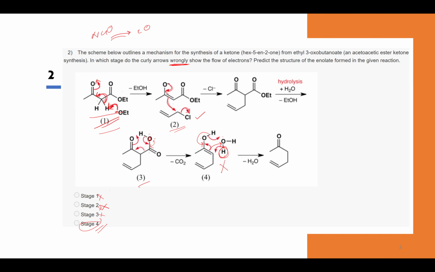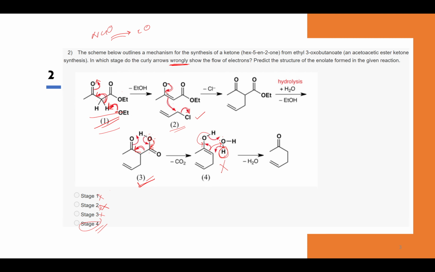Now stage 3. We have checked stage 3 also, and we have seen that the electron flow is coming from the oxygen side to this way, and this way the electron flow is coming this way. This is also the correct option. We have discussed this one. It is correct electron flow, but the option is not correct.